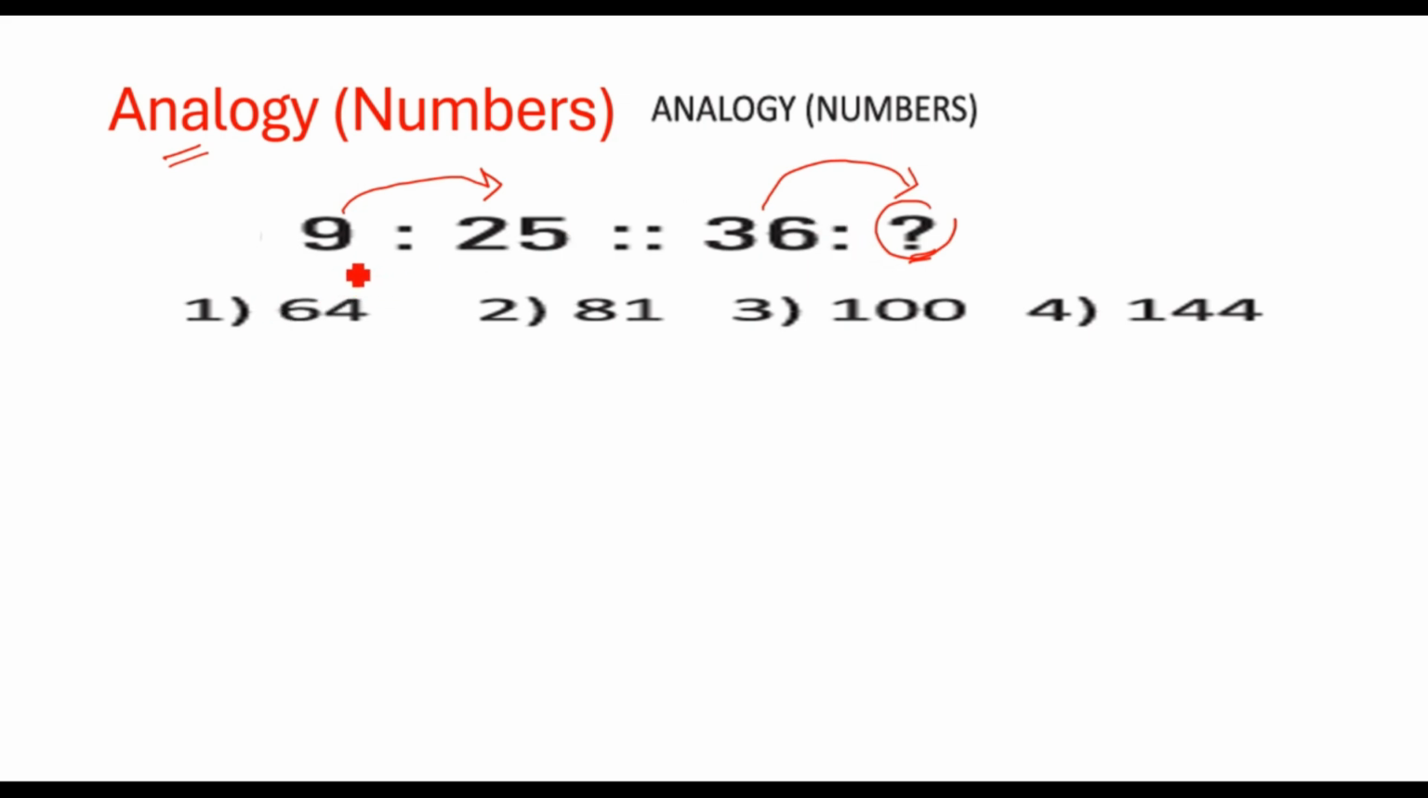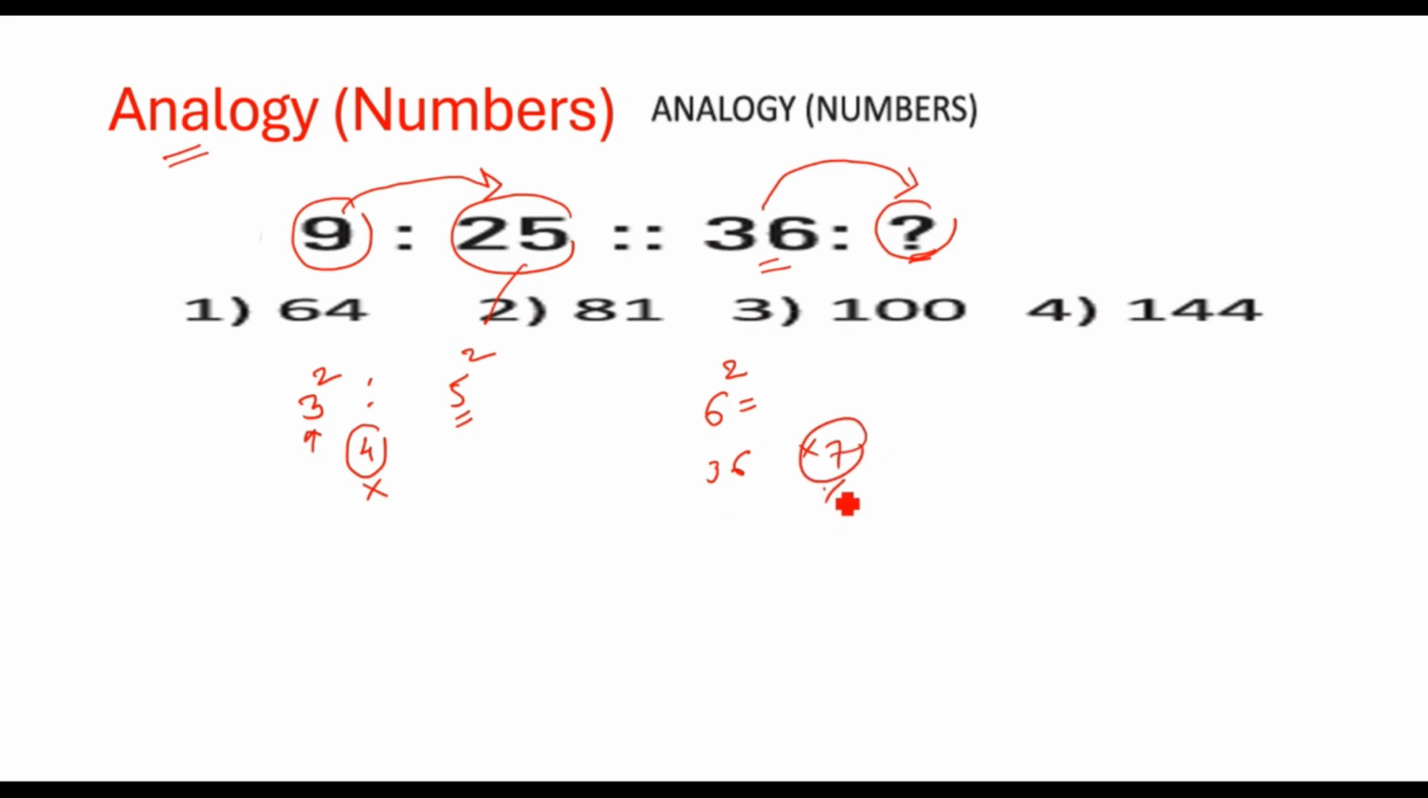If you closely observe, I can write this 9 as 3 square, and next 25 as 5 square. 3 square is 9, the next consecutive number is 4, which is missing, and 5 square is 25. So similarly, if it is 3, 4, 5, then this is 6 square, which is 36. Then definitely 7 should be missing, and then next will be 8, and 8 square is 64, and therefore my answer is going to be 64.